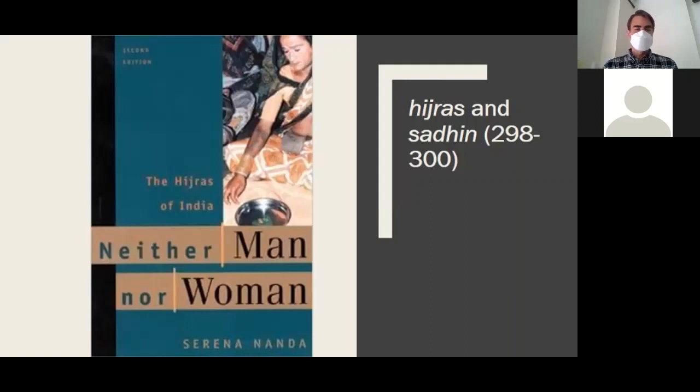In fact, I looked up Serena Nanda, who once wrote an article before this book called The Hijras and the Sadhin of India, Neither Man Nor Woman. But as you can see in the book, it is mainly about the Hijras, in part because I think the Sadhin are more persecuted, less visible, and don't have the same kind of community. Again, another example of a third, perhaps fourth gender role outside of the binary, which is perhaps not entirely accepted, but at least acknowledged and tolerated in certain parts of the world.